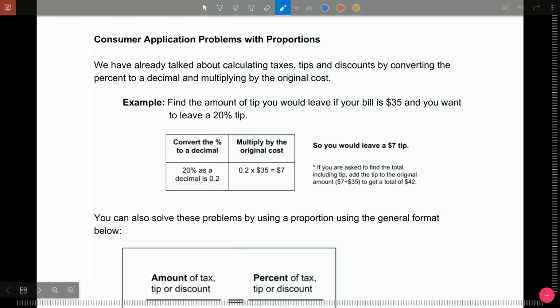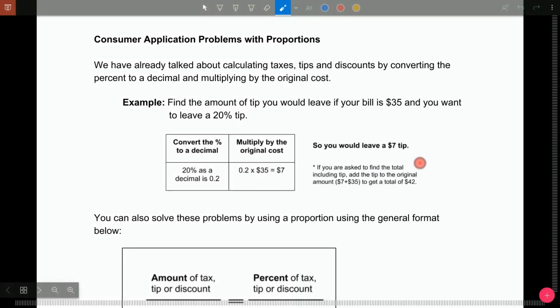So if you want to find the amount of tip that you would leave on your bill if your bill is $35 and you want to leave a 20% tip, what we first of all do is we convert the percent to a decimal. 20% as a decimal would be 0.2. We would then multiply by the original cost of $35, which would give us a tip of $7. So we would want to leave a $7 tip.